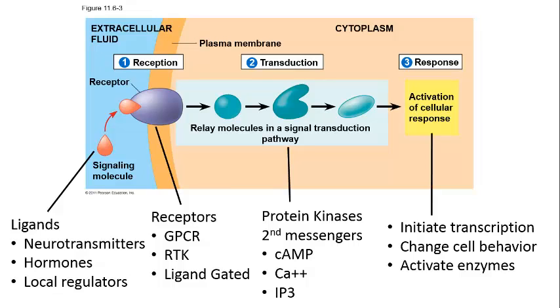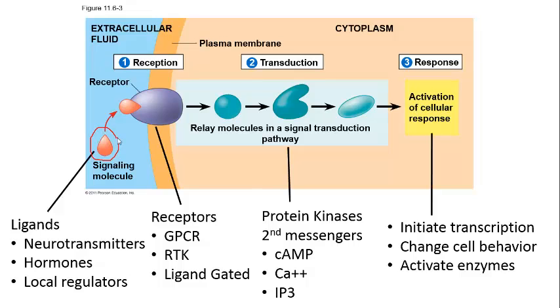We begin with the chemical messenger, which we can call the ligand. There are three different types of ligands that we've talked about. In the nervous system, the ligand is the neurotransmitter. In the endocrine system, the ligand is the hormone. And paracrine glands release local regulators. The most important local regulator that we've talked about is the growth factor. The growth factor is a ligand that's going to tell the cell to initiate cell division.